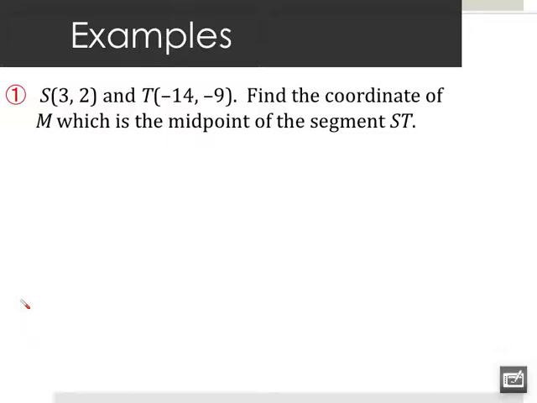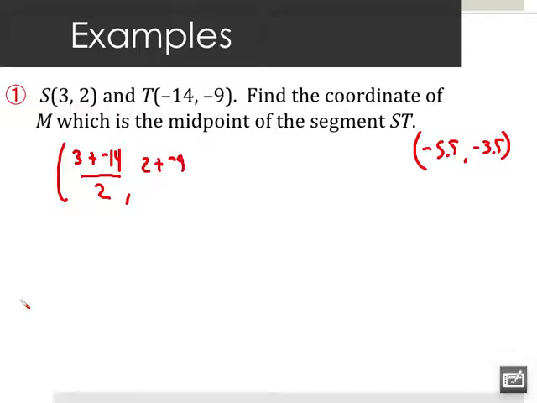I don't remember. Jenna, what do you got? I got negative 5.5 and negative 3.5. How'd she do? Good? Or negative 11 halves and negative 7 halves if you left it in fraction form. Okay, how'd you set that up? So I did 3 plus negative 14 over 2. Good? And I did 2 plus negative 9 over 2. Good?